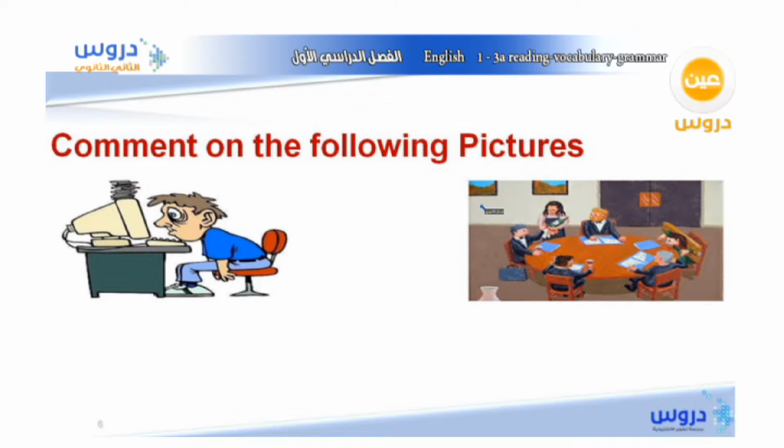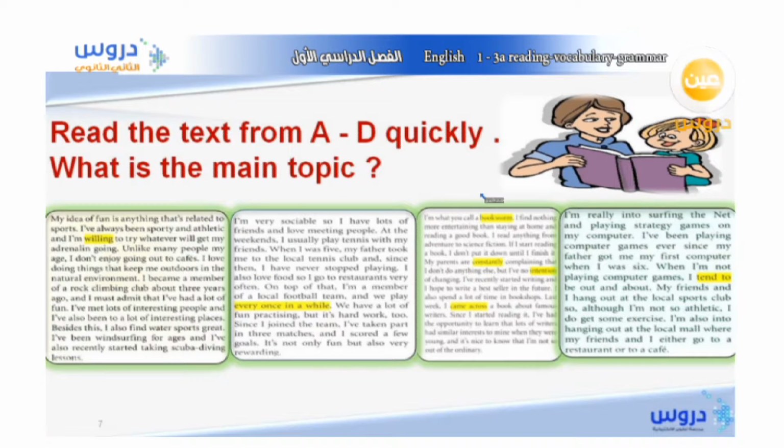Now, we have different 4 passages. Read the text from A to D quickly. And what is the main topic for each paragraph? All right. So these are the different passages. We are going to take it from A to D on the next slide. Your job is just to read it quickly, just to get the main idea and the main topic. Okay?